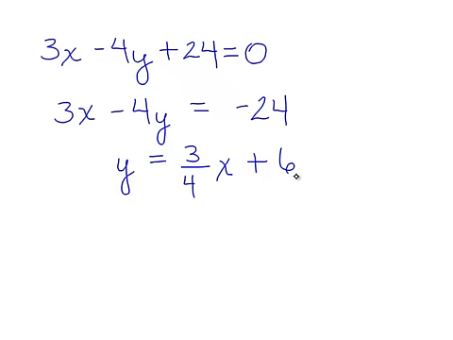This way is much easier to graph because I know it crosses the y-intercept at 6, and then I will do the slope, 3 over 4, rise 3, run 4. So it depends on which way your teacher wants the answer. But all of these are the correct answer. Now let's do another problem.